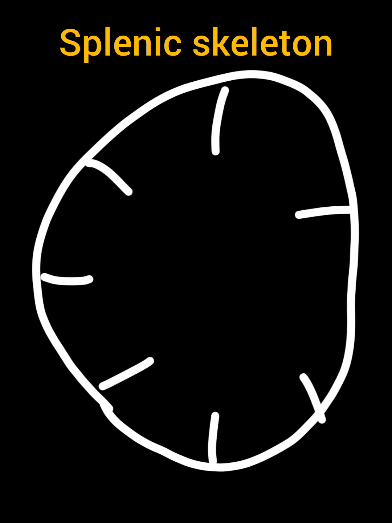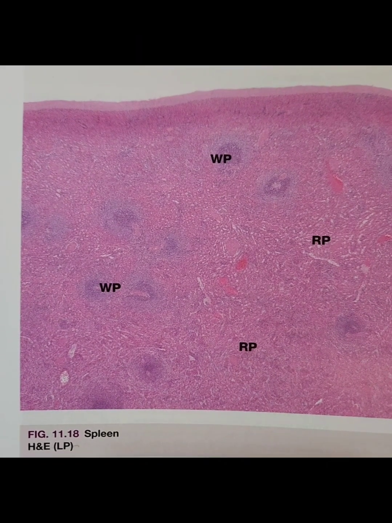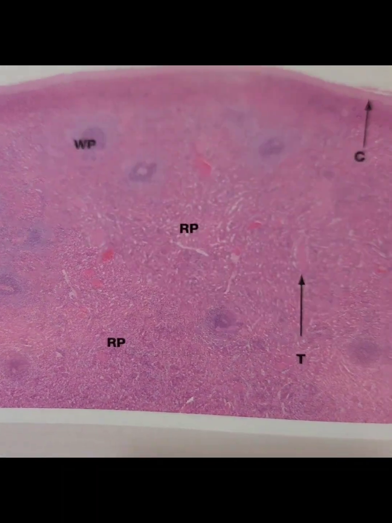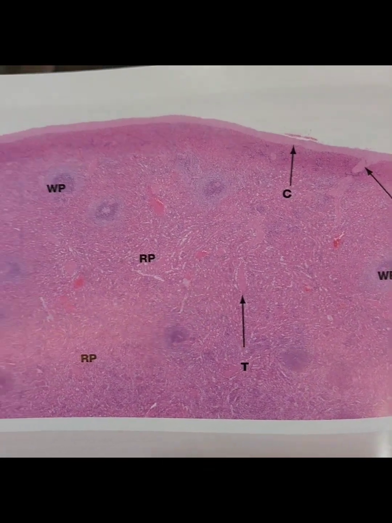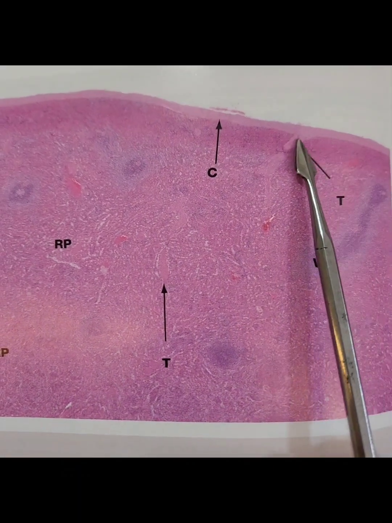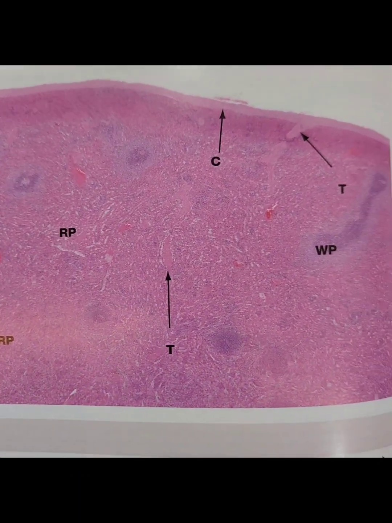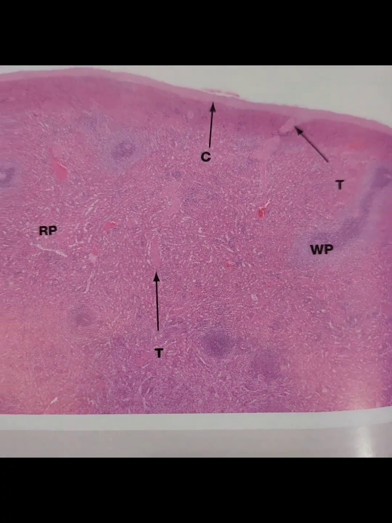Fibrous connective tissue capsule and its extension trabeculae make the splenic skeleton. The thin network of reticular fibers supports the pulp of the spleen. This is a histological section of spleen stained with H&E. The skeleton of the spleen is made up of capsule and trabeculae, and the central part is made up of a meshwork of reticular fibers, which are not seen in H&E.